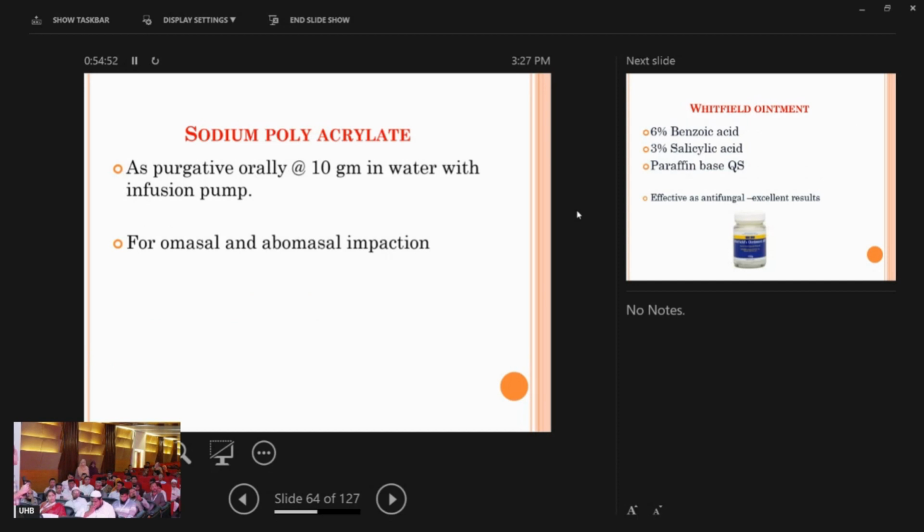Sodium polyacrylate is a new one and it is used as a purgative. 10 gram is mixed in water, and it will be mixed with the infusion pump only, because it will come like a foam. They used to create artificial snow, no? The same thing. It is just for your awareness only.